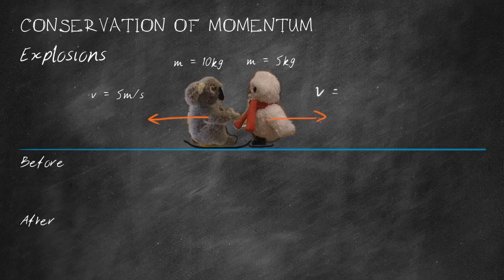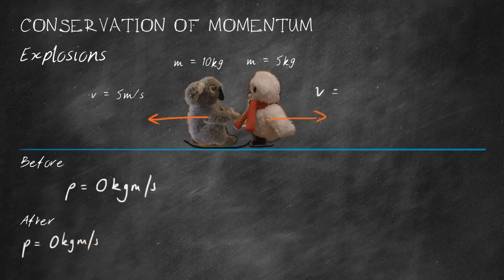So beforehand, well, they're both stationary. So that's a nice easy one. The momentum beforehand is 0 kilogram meters per second. So we know afterwards the total momentum, even though they're both moving, the total momentum in the system adds up to 0 kilogram meters per second. So what we're saying then is that Cuddles' momentum is equal and opposite to Snowbird's momentum.